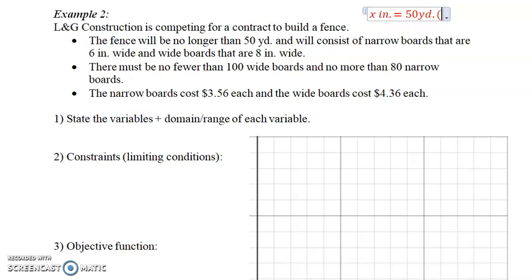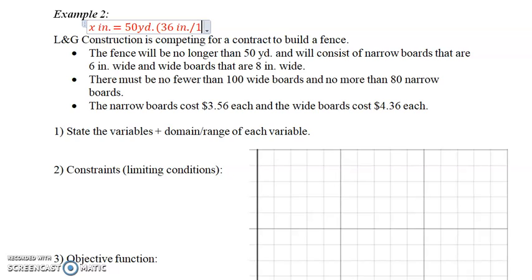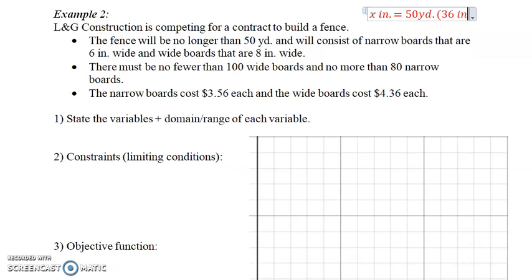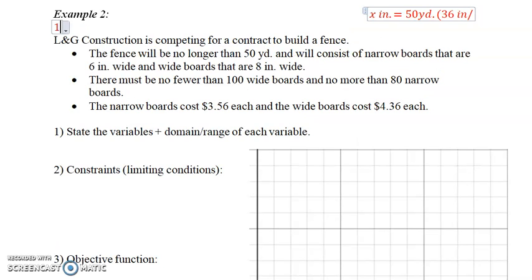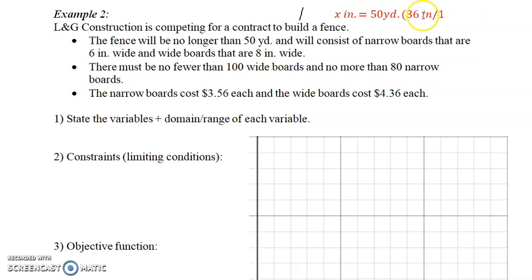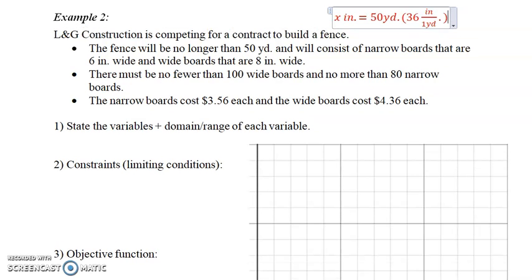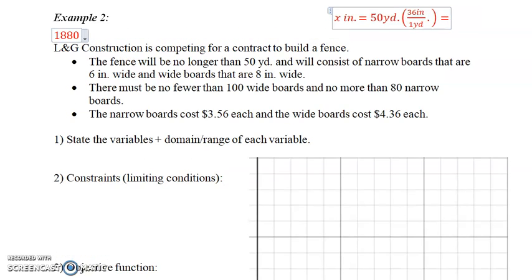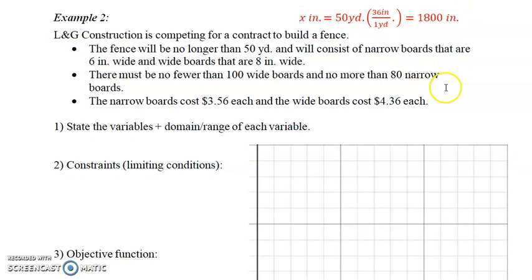And we know that there's 36 inches in 1 yard, and if you don't remember that, that's fine, I will give you that information. So essentially what you do is you multiply 36 by 50, then you get 1,800 inches. So that's how long the fence is. That'll give you an idea how many boards you're going to need, so it's important to convert that right away.